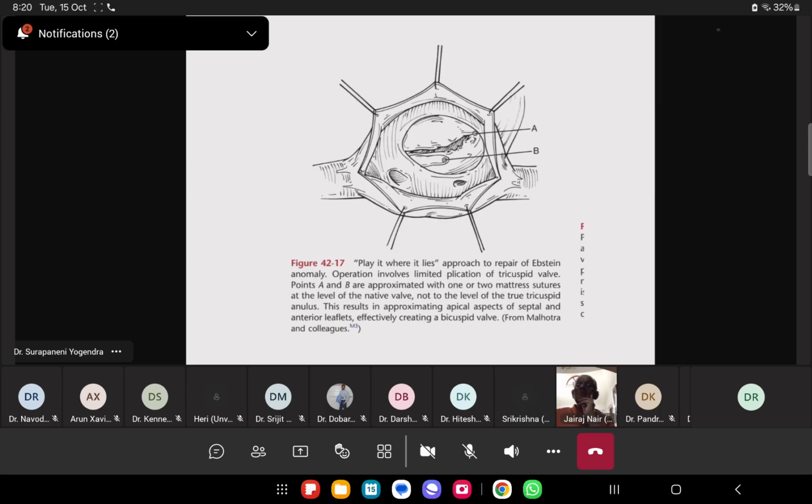So, another modification of the Danielson approach is Plauth's approach to the repair of Ebstein's anomaly. This operation involves limited plication of the tricuspid valve. Points A and B in the diagram are approximated with one or two mattress sutures at the level of the native valve, not to the level of true tricuspid annulus. This results in approximating apical aspects of septal and anterior leaflets, effectively creating a bicuspid valve.